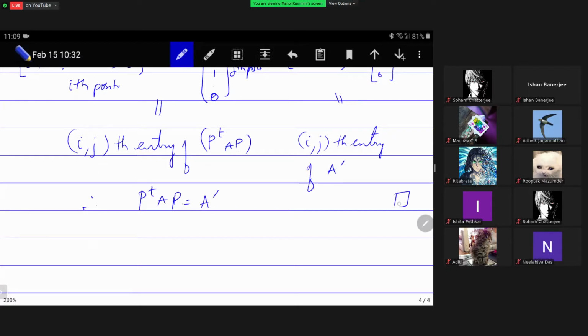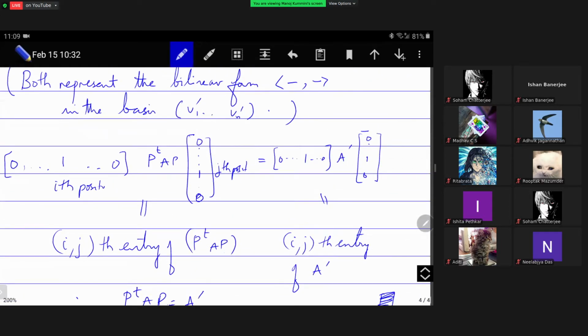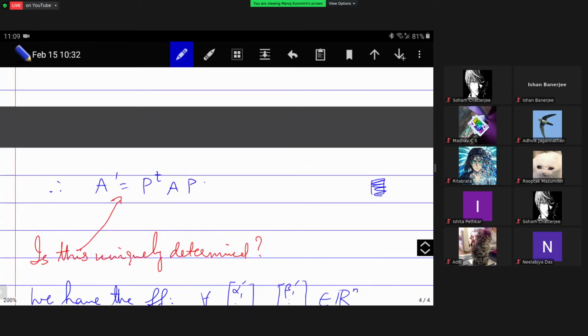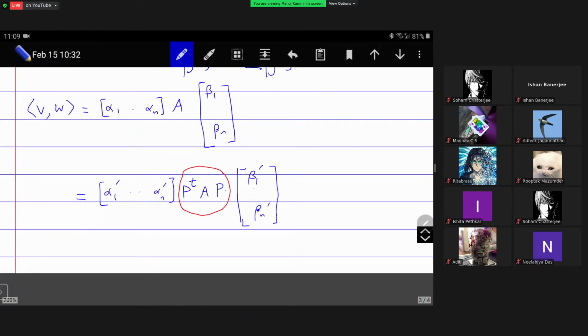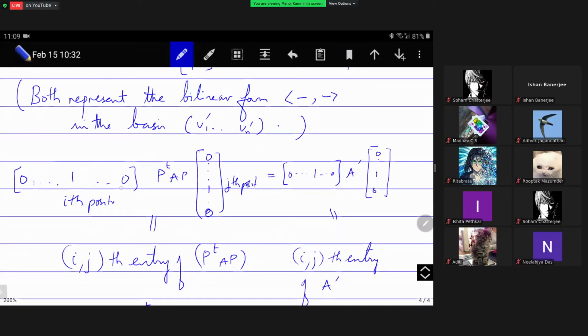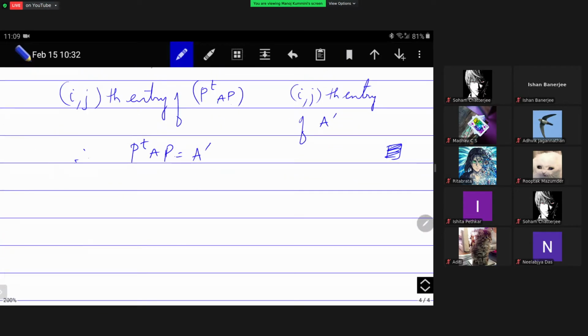Does this answer your question? Yes, sir. The point is that this thing holds for all vectors. If it held only for some vectors, one would not have been able to argue. So this says, if you change basis, then what will happen to the bilinear form?